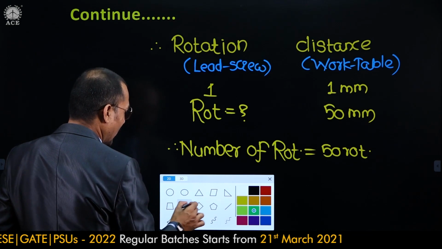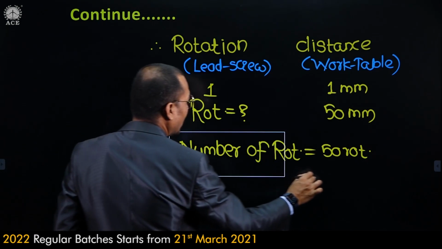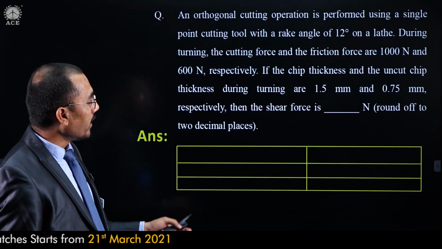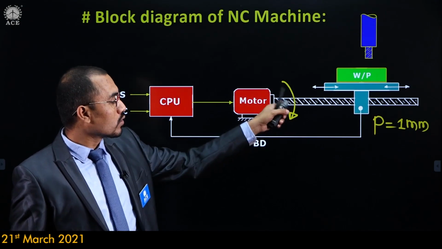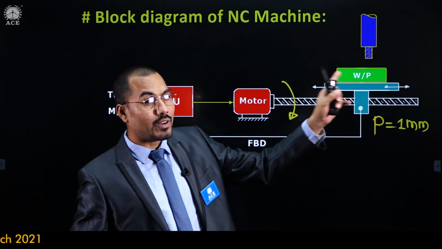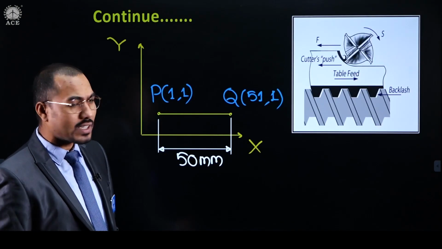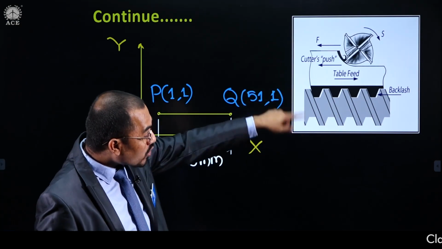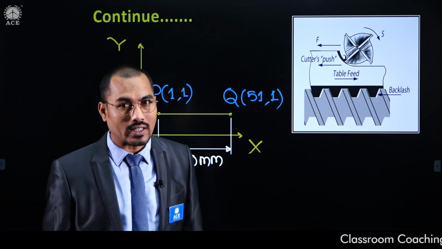It is coming exactly equal to 50 mm, or 50 rotations are required. Which means that whenever this lead screw rotates 50 times, my work table will travel exactly 50 millimeters. But it was observed that the rotational motion of the lead screw is converted to a linear motion of the work table through that particular nut.